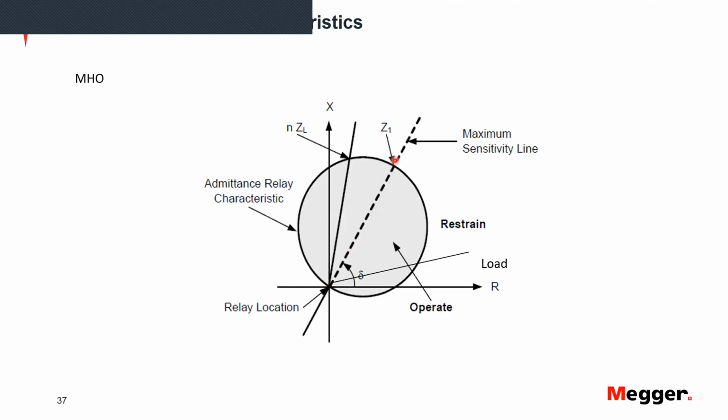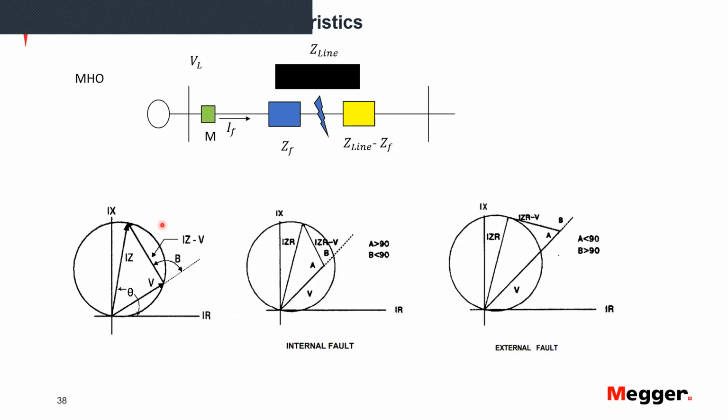Now the thing with mho relays is that because of their implementation, they are inherently directional. For faults internal to the relay characteristic, the angle between the operate and the polarizing signal is going to be greater than 90 degrees. But for external faults, that angle is going to be lower than 90 degrees. And when you are on the characteristic, that angle is 90 degrees.